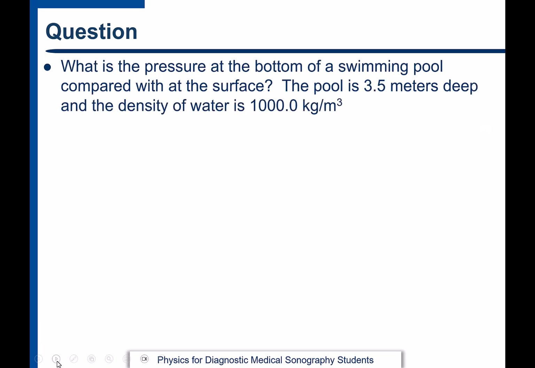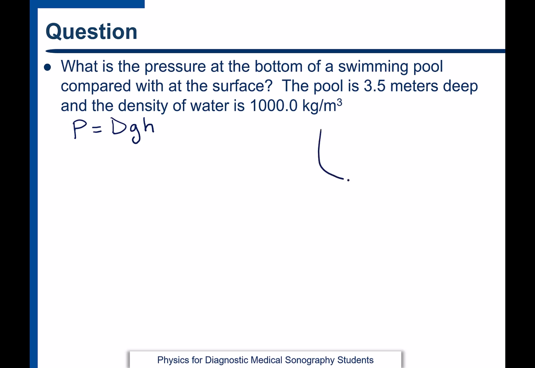Let's do a numerical example now. What is the pressure at the bottom of a swimming pool compared with at the surface? The pool is 3.5 meters deep and the density of water is 1,000 kilograms per meter cubed. So here's an example where we're using our formula. The pressure is just equal to the density times the acceleration due to gravity times the depth that we've gone down. And again, this formula is giving us the pressure at that depth relative to the pressure at the surface.